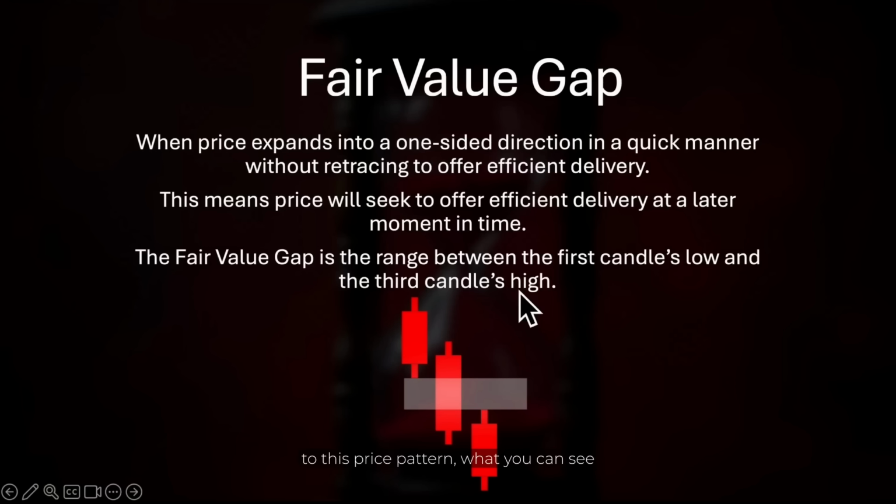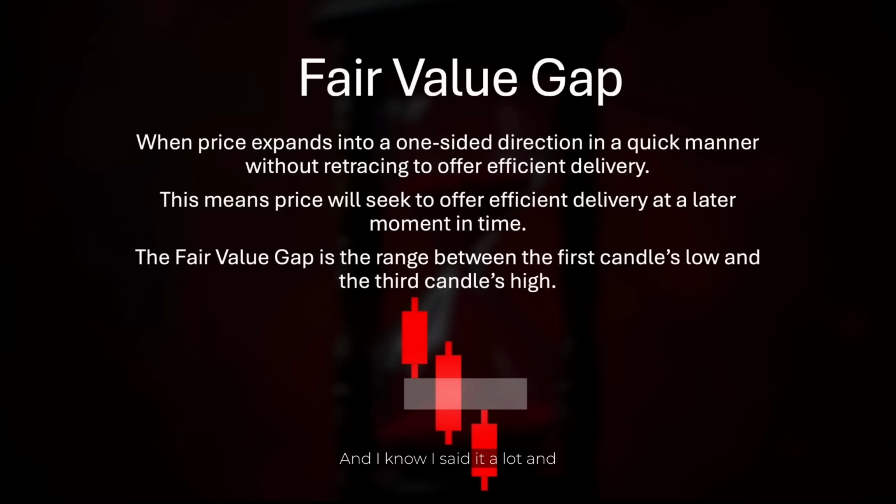Meaning when we pay attention to this price pattern, what you can see is the following. There's a difference between the first candle's low right here and the third candle's high, meaning there's a gap right here. There's a lack of buy-side delivery inside of the price range of this middle candle. Meaning if this third candle would have repriced all the way to the low of the first candle, then this price range would have been balanced out. But because that didn't occur, buy-side has to be delivered at a later moment in time to reprice back into that range to deliver efficiently inside of the price range.